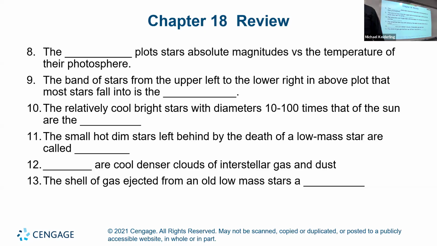The relatively cool, bright stars with diameters 10 to 100 times the sun are the red giants. The small, hot, dim stars left behind by the death of a low-mass star are called white dwarfs.